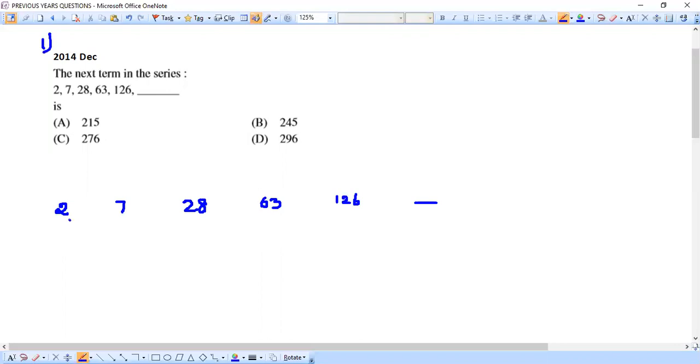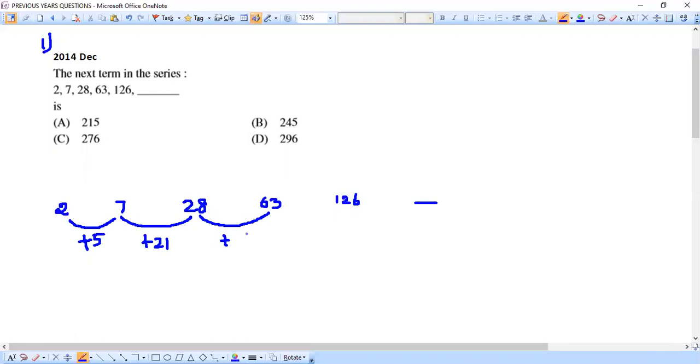From 2 to 7 they have moved, so that means here they did plus 5. I'll just write plus 5. From 7 to 28, how much have they added? That means here they did plus 21. Next, they are moving from 28 to 63. So here they did plus, what would give you that? 28 plus what number will give me 63?